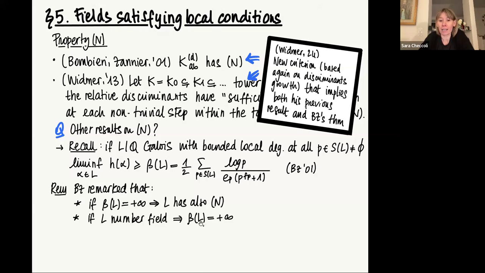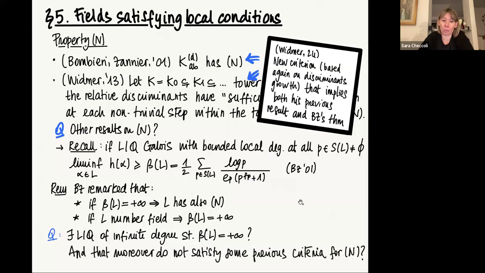And they more or less ask the question of whether the converse is true, or whether there are infinite degree extensions of Q for which the sum is divergent. And they seem to suggest this to be unlikely. One could even go further and say, let's say that there are infinite extensions such that the sum is divergent, so that they have the Northcott property. But can one find some that have the Northcott property not because of the previously known results? So the question could be: is the divergence of this sum really a new criterion for the Northcott property, covering new cases?